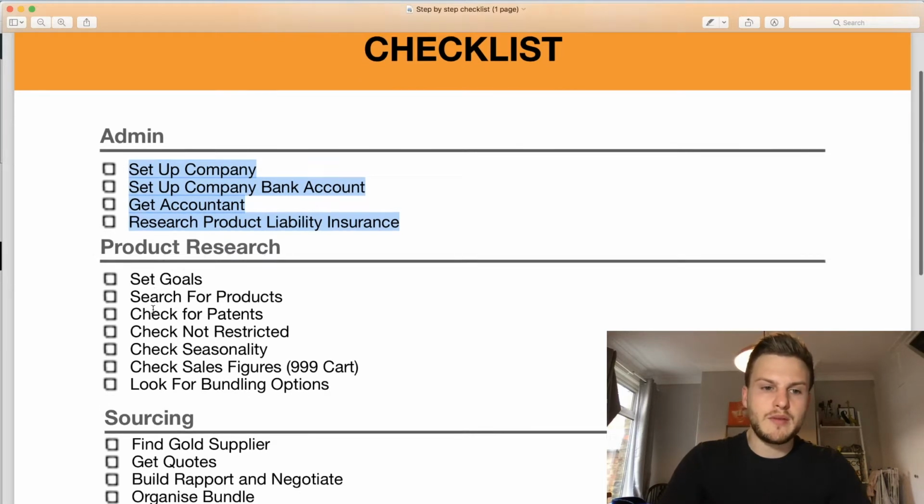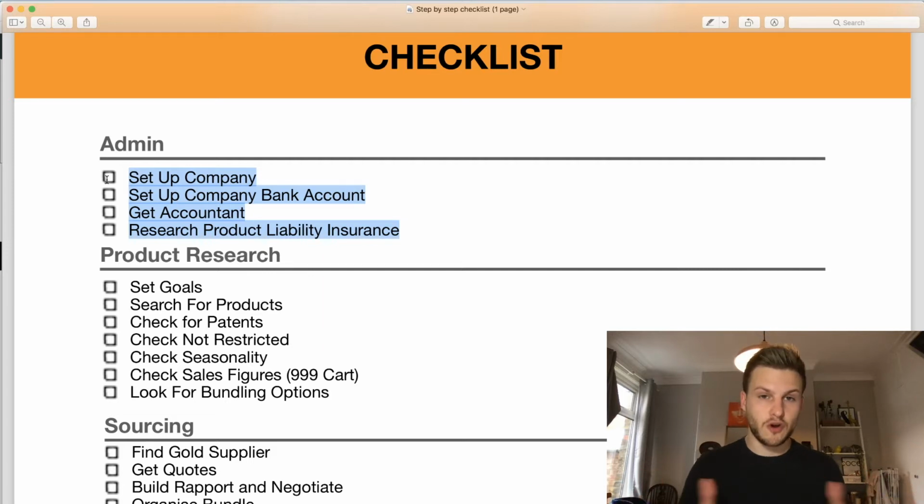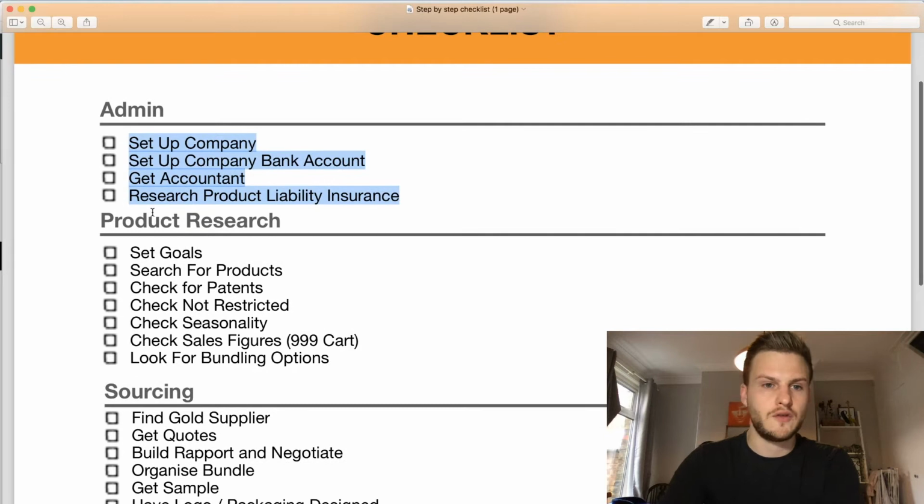If you want to set up Amazon FBA, you can start with your product research. However, if you actually want to make a serious business out of it and you are serious about the long-term growth of this business, I would definitely start with this admin section. So you can just tick these off as you go.